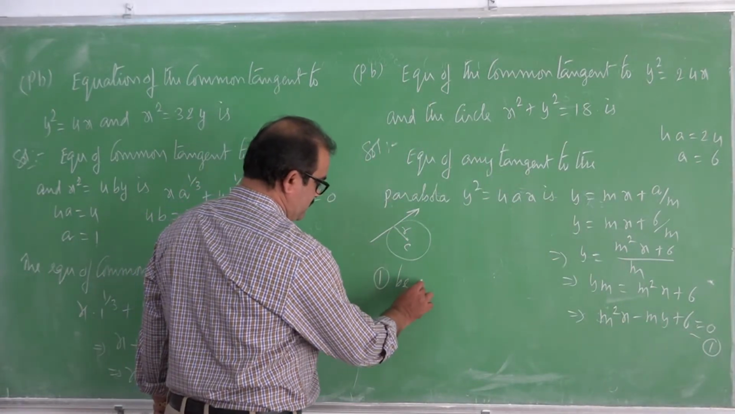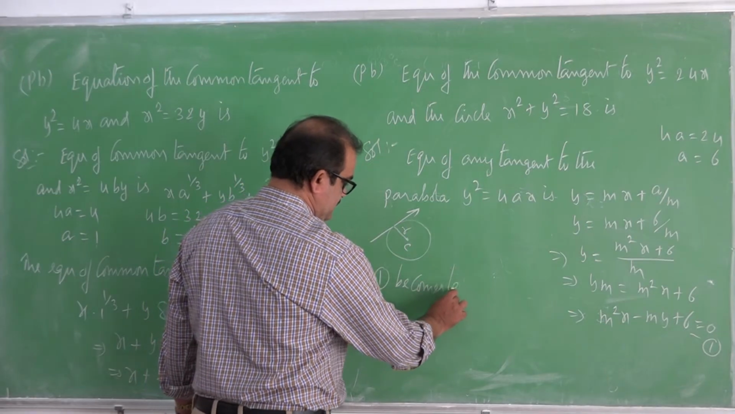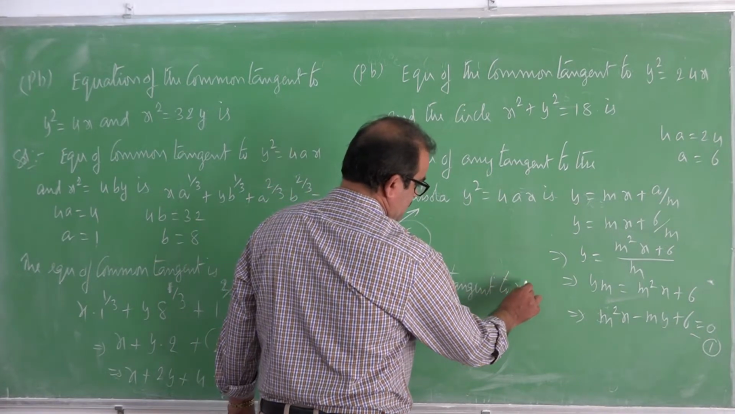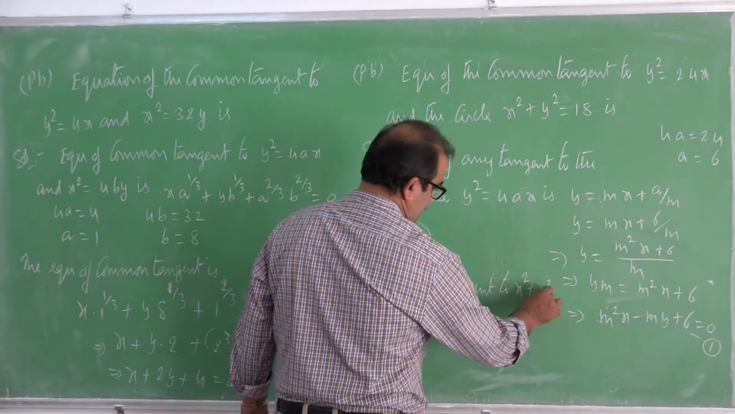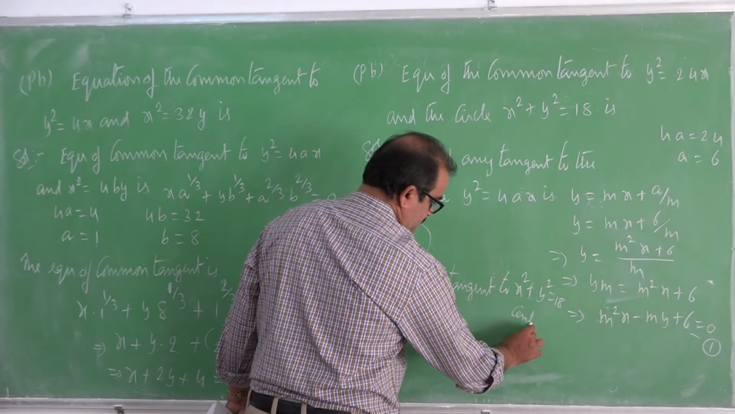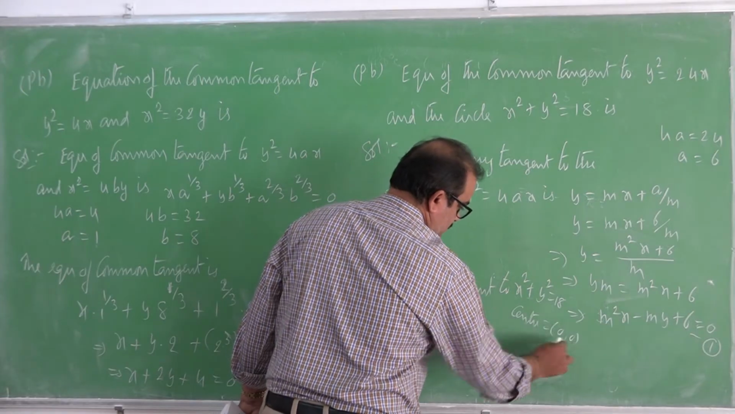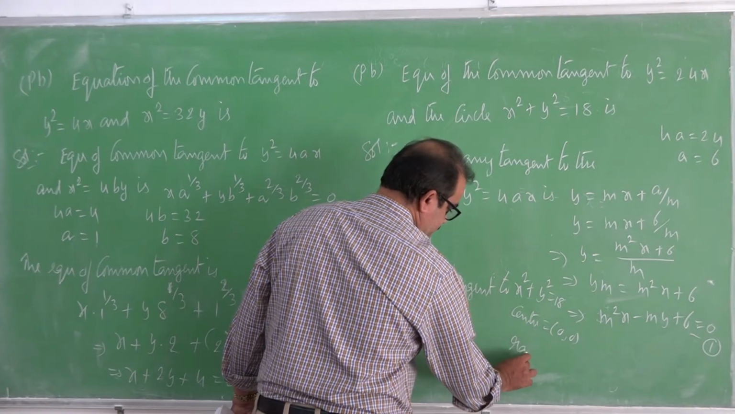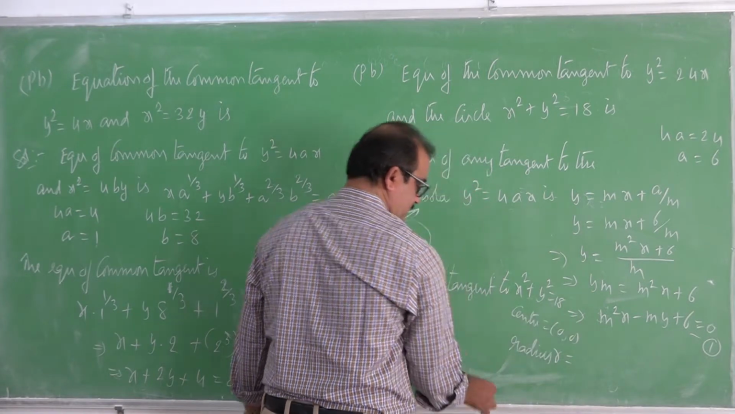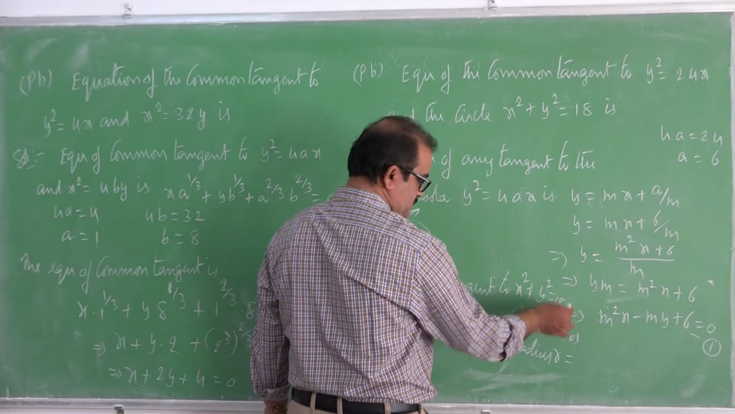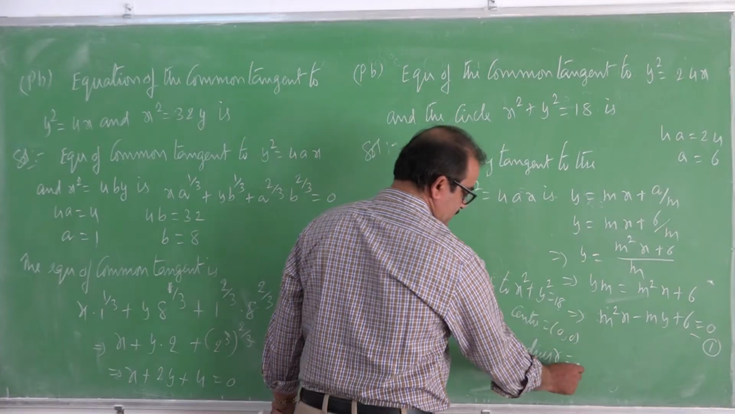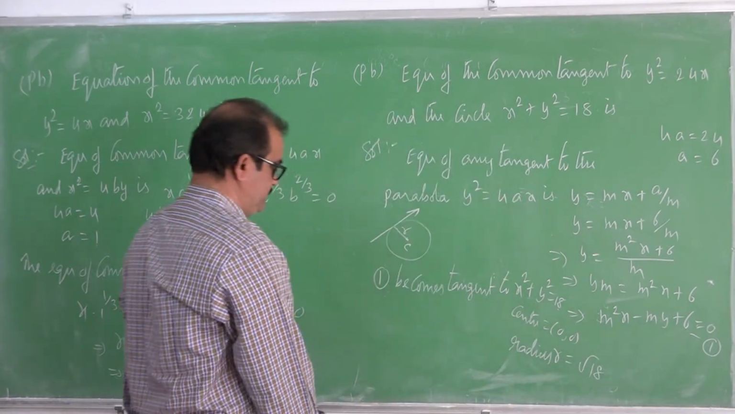Equation 1 becomes tangent to the circle x square plus y square is equal to 18. Its center of this circle is 0, 0. Radius r is equal to root 18. It is in the form of x square plus y square is equal to a square. This is a circle with center 0, 0 and radius a. A is root 18.